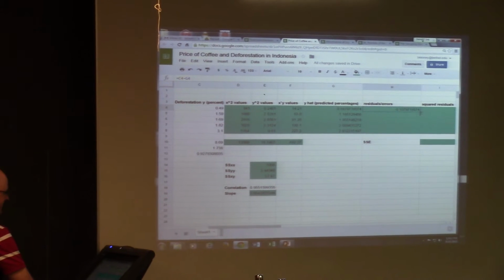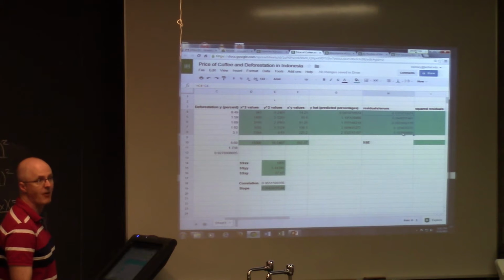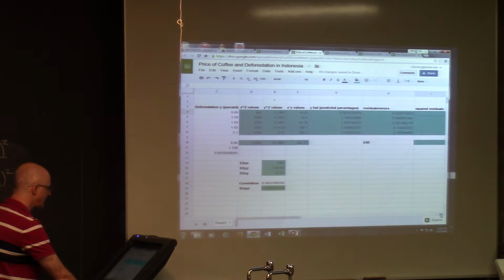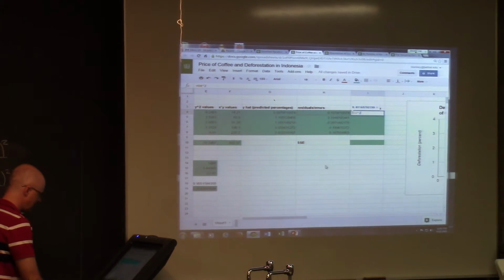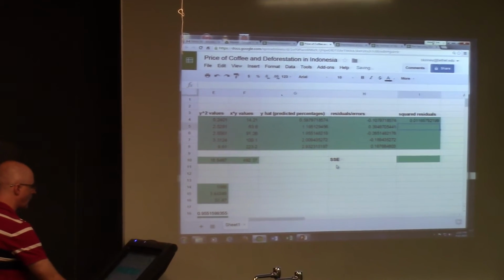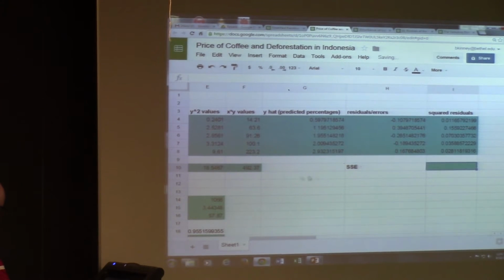Click and drag this. Get a bunch of residuals. By the way, if you add up those residuals, you'll get 0. Now we want to square them. H4 squared will do it. You'll get the squared residuals. When you add up those squared residuals, you get SSE. This row is already a summation, so I can just copy and paste. Go over here. There's SSE, 0.301888.